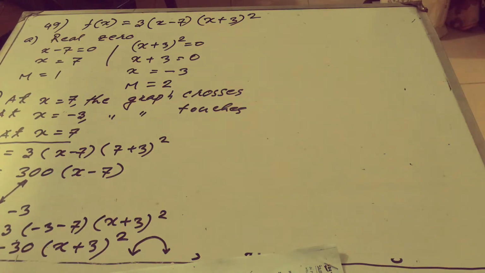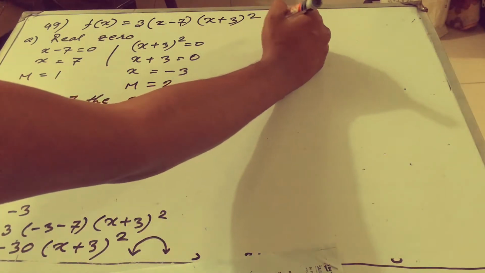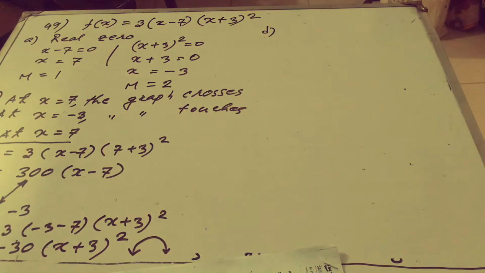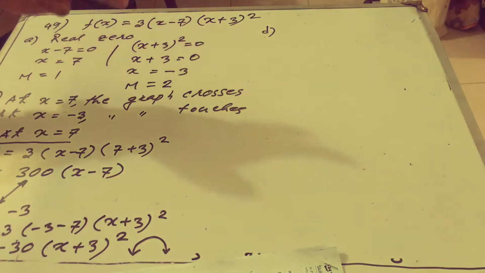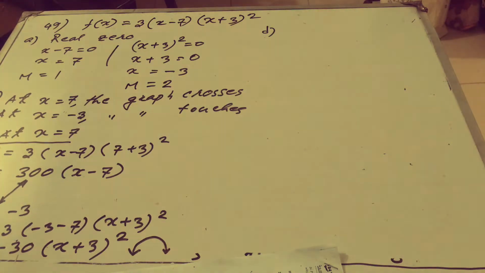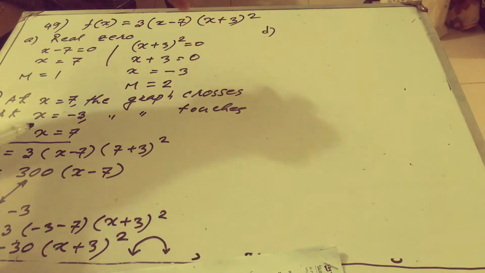Now we have another question: determine the maximum number of turning points on the graph. The maximum number of turning points comes from the degree of the function. The degree of this function is 2 plus 1, so the total is 3. The rule here is that if the degree is n, then the maximum number of turning points will be n minus 1. As the degree here is 3, the maximum number of turning points will be 2.